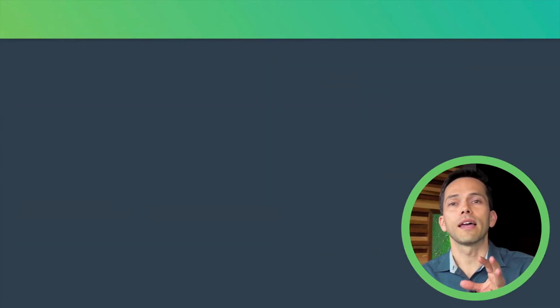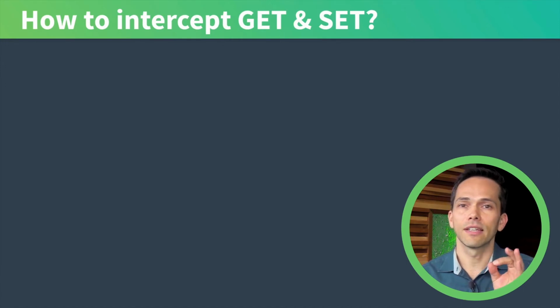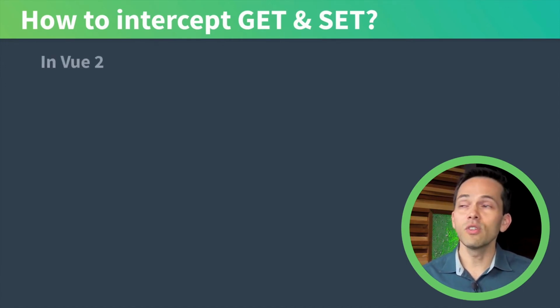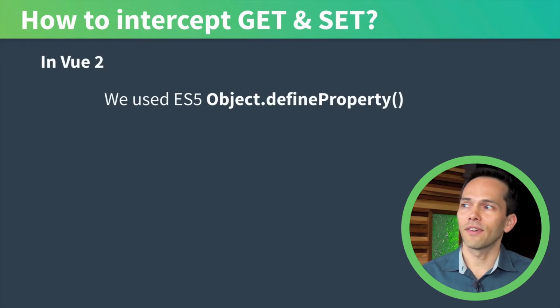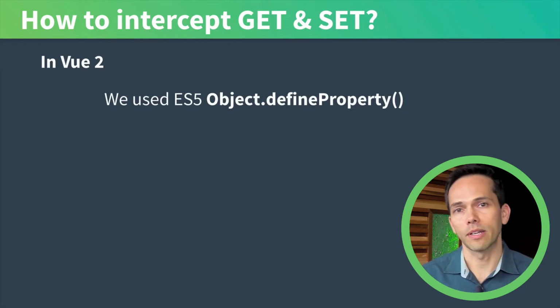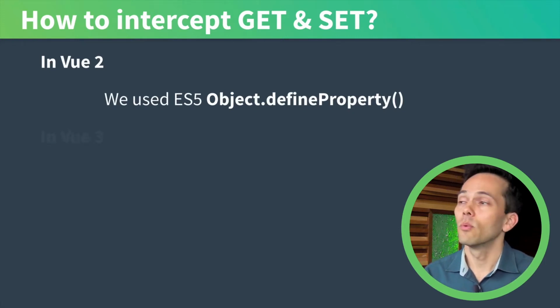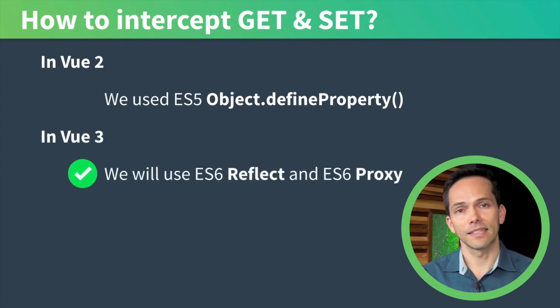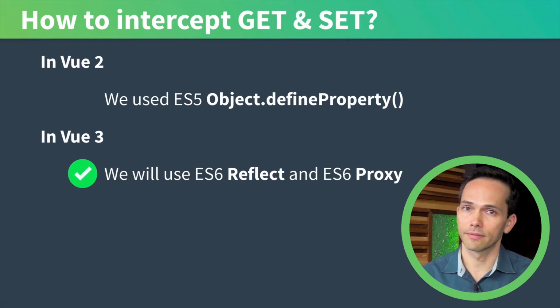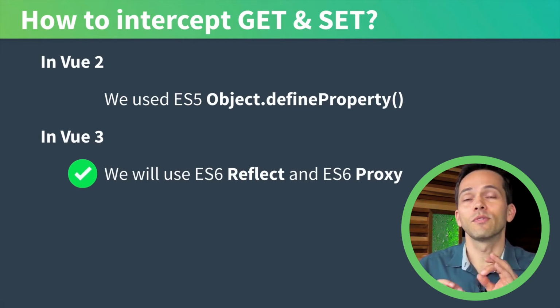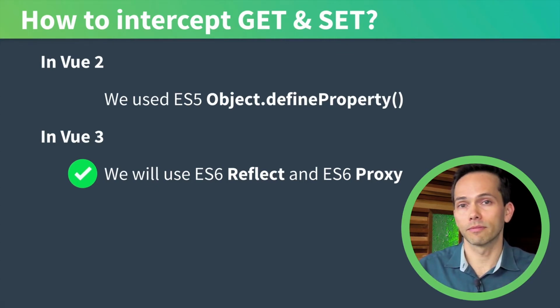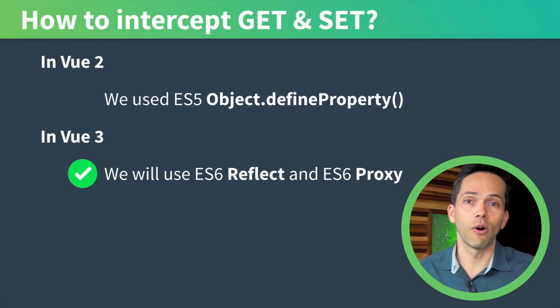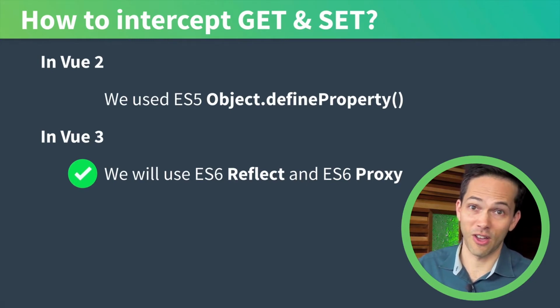So the question becomes, how do we intercept those get and set methods? Well, in Vue 2, we used ES5 Object.defineProperty to intercept get and set. With Vue 3, we're going to be using ES6 Reflect and ES6 Proxy. Because we can. The reason we can use ES6 with Vue 3 is that Vue 3 out of the box does not support Internet Explorer. So we can use modern JavaScript stuff.